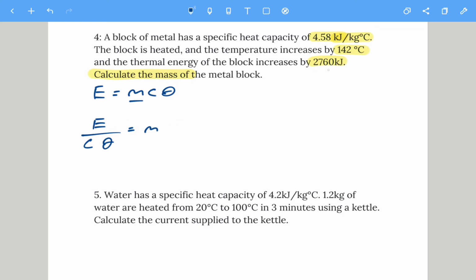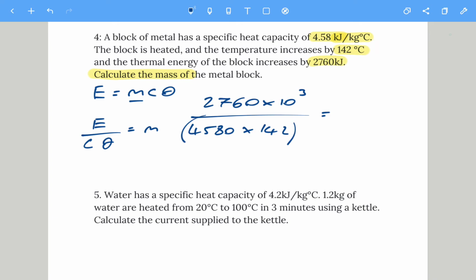So the energy, 2,760 kilojoules, you could just times that by 1,000. I'll do that in standard form, times 10 to the 3. Times it by 1,000 and using the full numbers is perfectly fine if that's what you wish to do. Divided by C, so that's 4.58 kilojoules per kilogram per degree. So you have to convert that. We need to times that by 1,000 as well. So that's 4,580. Multiplied by changing temperature of 142. So if you pop that in your calculator, that gives us the mass, 4.2 kilograms.